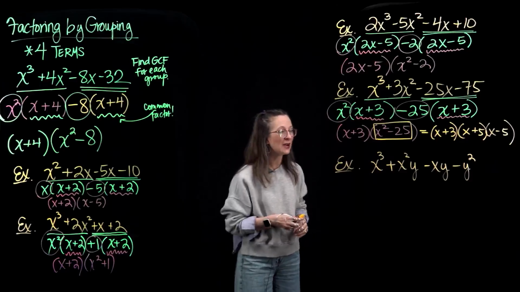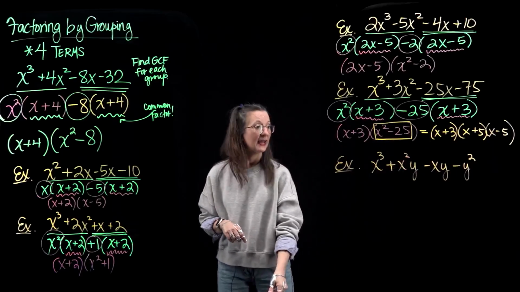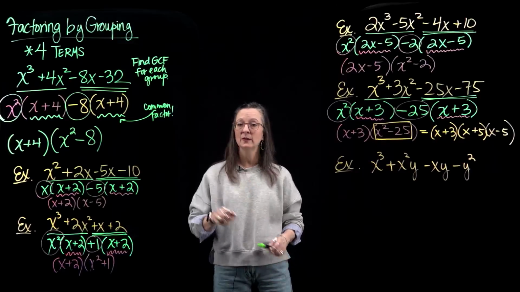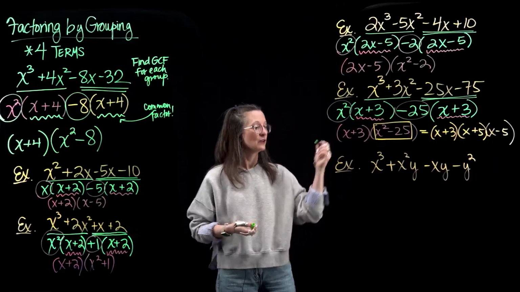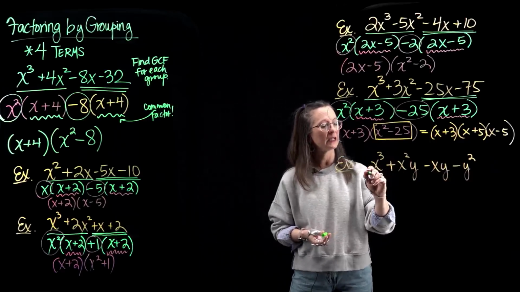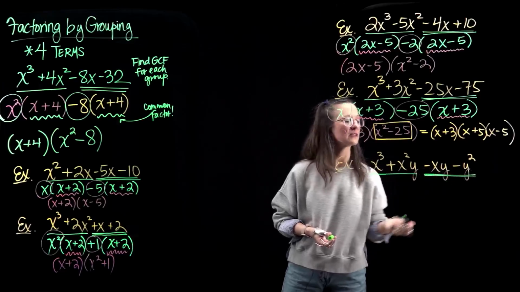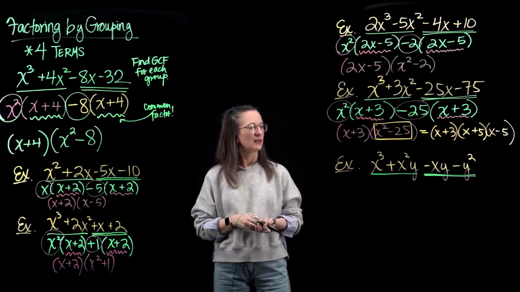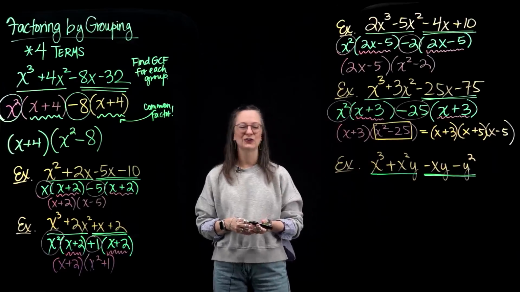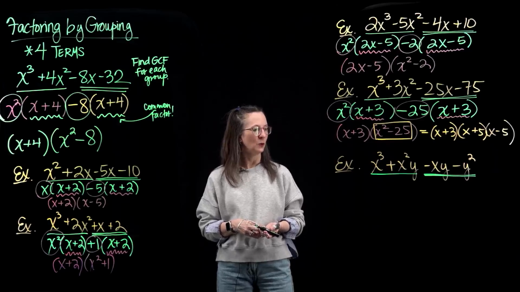All right, last problem I have for you. I've introduced a second variable, and I want to tell you it's all going to be okay. We treat it exactly the same. Trust the process. So 4 terms, I'll again group the first 2 together and the last 2 together. We'll first look at the first 2 terms, x cubed plus x squared y.